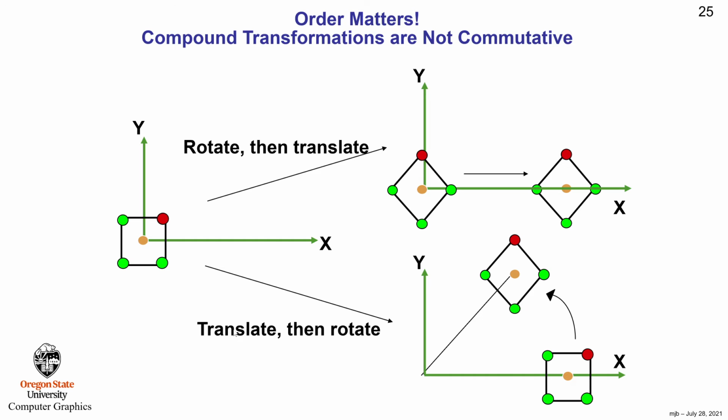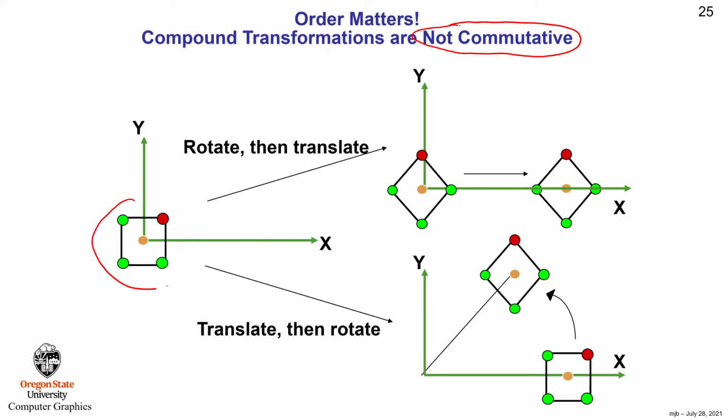And of course, does it matter? Well, it does, because compound transformations are not commutative. Multiplication is scalar multiplication. 2 times 3 equals 3 times 2. The order does not matter. The order does matter in transformations. And I could prove this mathematically, but I'm going to prove it with an example.